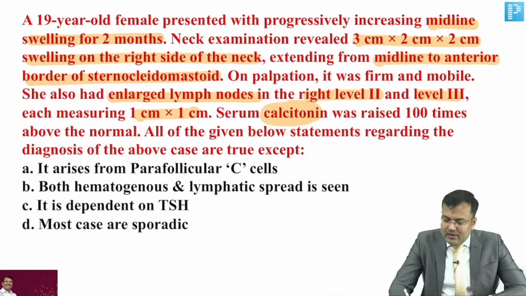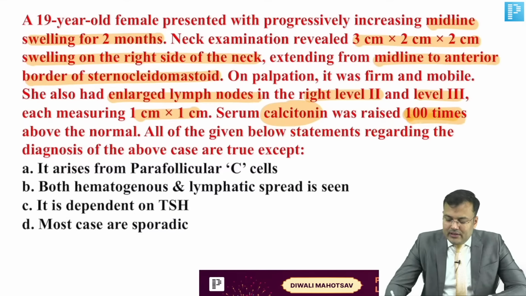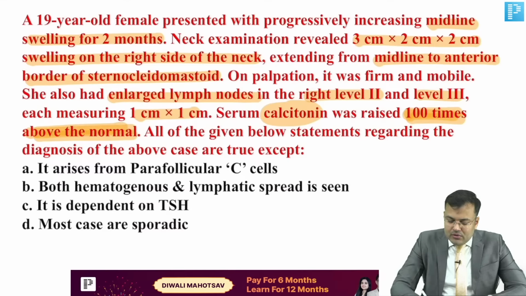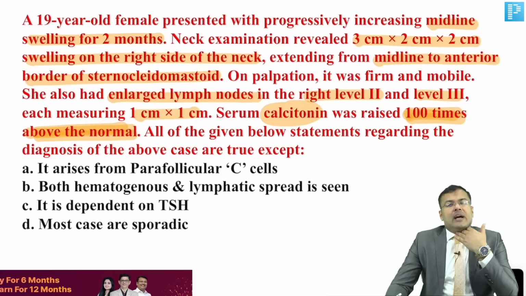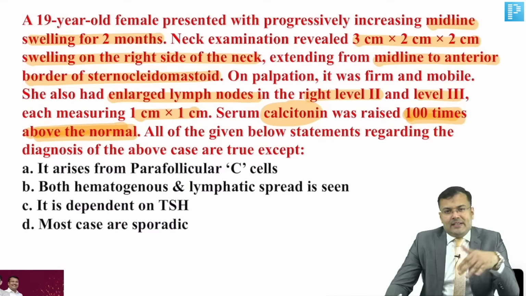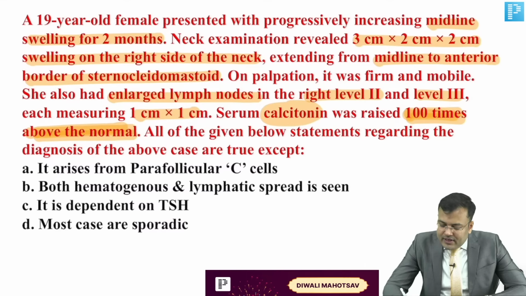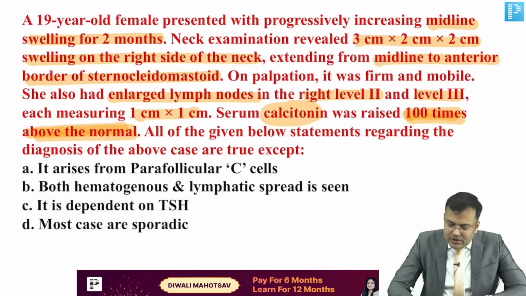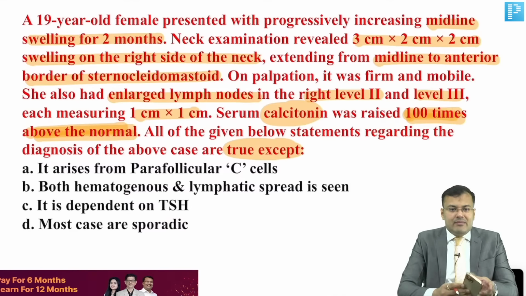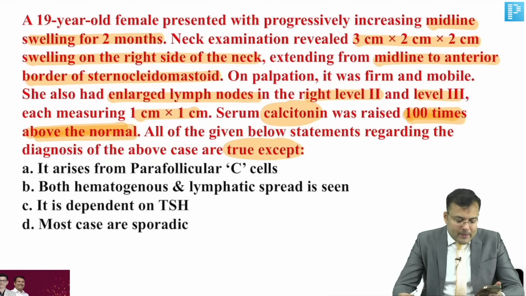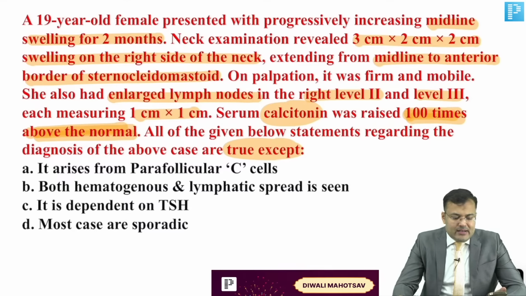Most important, here calcitonin was raised 100 times. This is the clue. Just look for this clue. Calcitonin was raised 100 times, the swelling is from the thyroid, there is lymph node metastasis, calcitonin is raised. All of the given statements regarding the diagnosis of the above case are true except. So, you have to mark the false one. Guys, tell me what's the correct answer. Which one is false? Very good. Almost everybody is marking the correct answer.